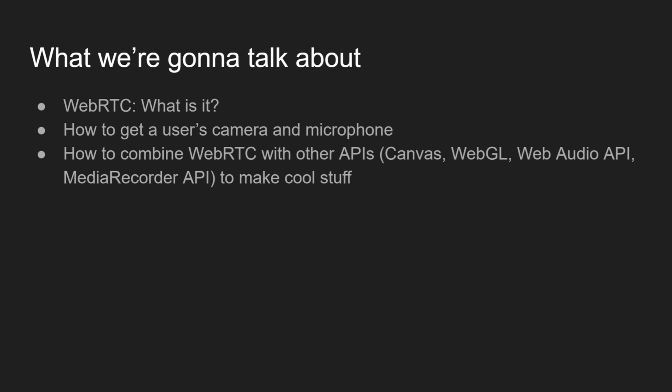We're going to talk about how to get the user's camera and microphone. That's the big deal here. But then we're going to talk about how, if you know a bit of the Canvas API or WebGL or Web Audio or the Media Recorder API, you can stack these things together like Lego bricks and make really cool stuff. And that's what we're going to really get into. This is not going to be a tutorial on any of these things in particular. So I recommend, if any of this seems interesting to you, download the GitHub stuff, and you can run it on your own computer pretty easily. So I recommend checking that out.